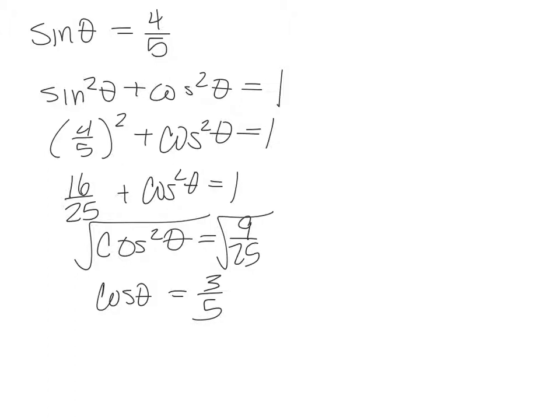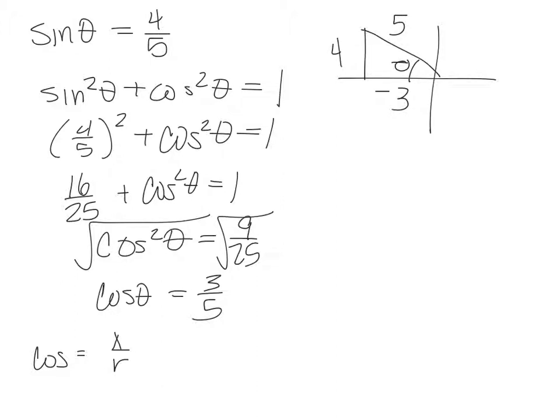Right? Now I know I need to be in this quadrant, and cosine value is x over radius, or the hypotenuse, so I need that to be a negative 3. Okay, different way to do the problem. Basically, we know that when we take the square root of both sides of something, we get plus and minus 3/5. We need to figure out whether we're going to use the plus one or the minus one. In this case, I know what quadrant I'm in, and cosine is going to be negative.